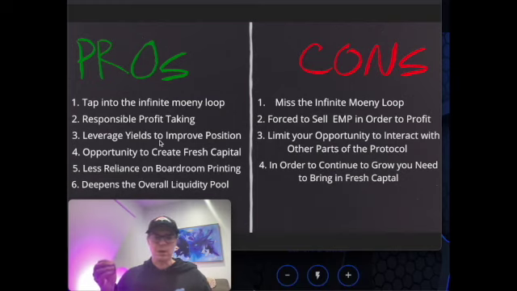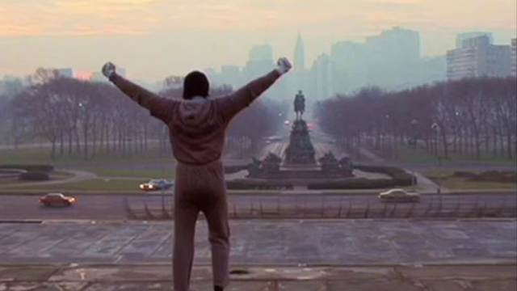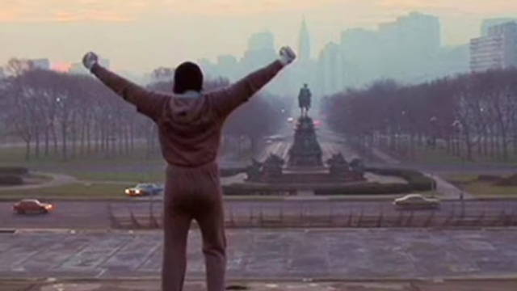So if the boardroom doesn't print, I no longer have to worry about it at all, because I can still take the EMP emissions from the nodes that I have created and then pair them with fresh ETH when I sell off my E-shares from the farms. So therefore, I'm able to tap into that infinite money loop we're talking about. And it's a great feeling not to have to stress out about the boardroom printing.